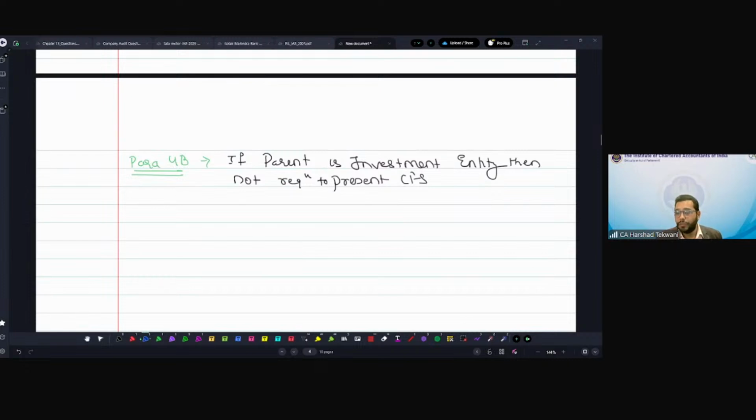What is an investment entity? Come on, please, anyone? So an investment entity is a financial institution that pools money from people and invests in various securities. Very good. But if you have to define it the way it is defined under the Act, or under the Ind AS, how would you define it?